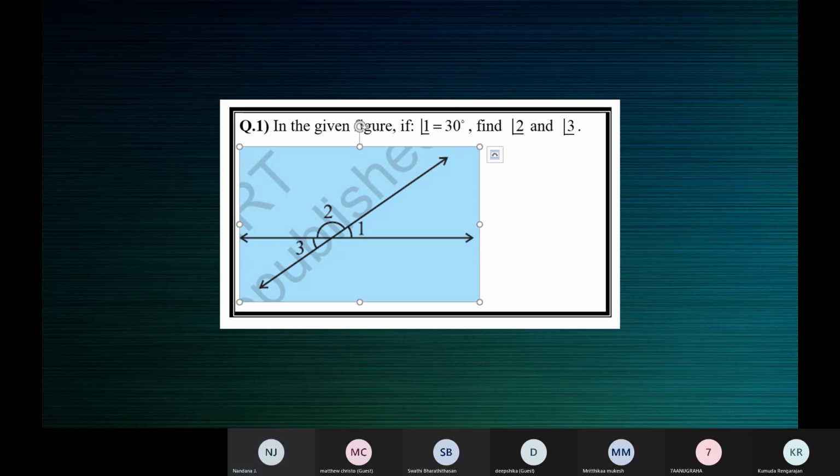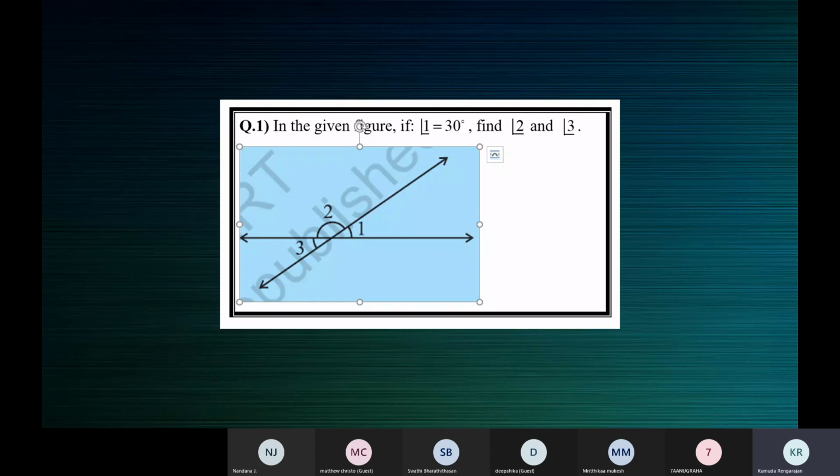We should take a common point, angle 1, ma'am. Angle 1 plus angle 30 is equal to 180 degrees, ma'am. No, Nandana. No. Can I say, ma'am? Matthew.